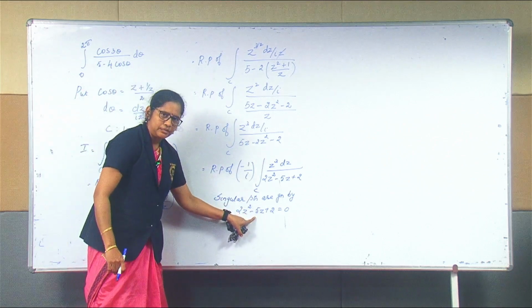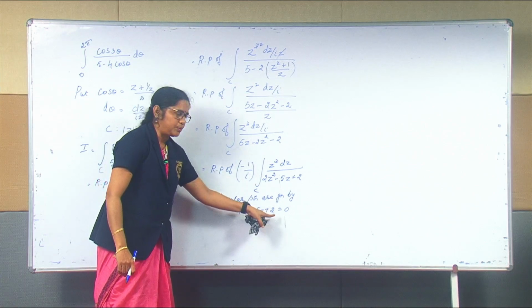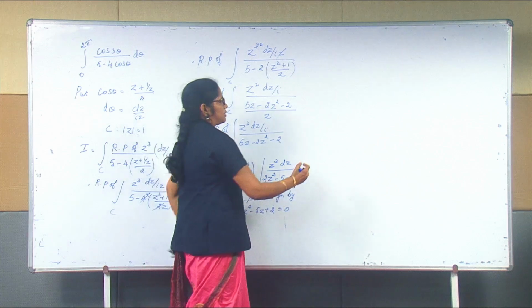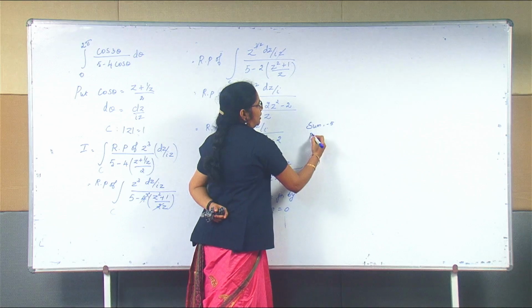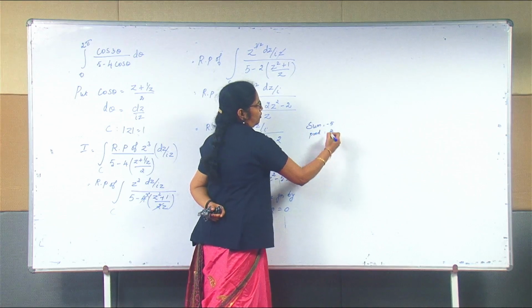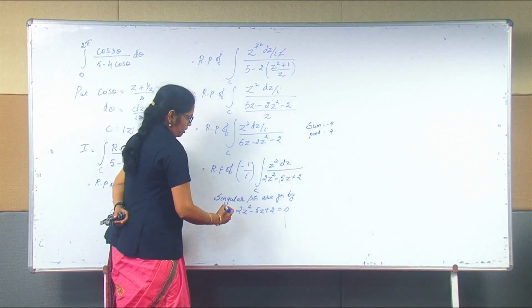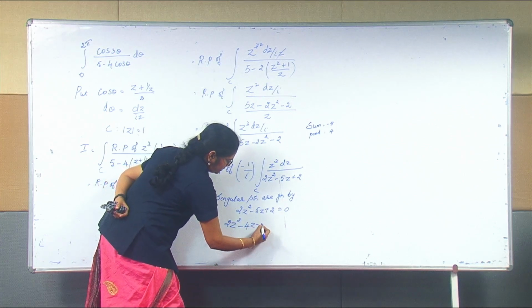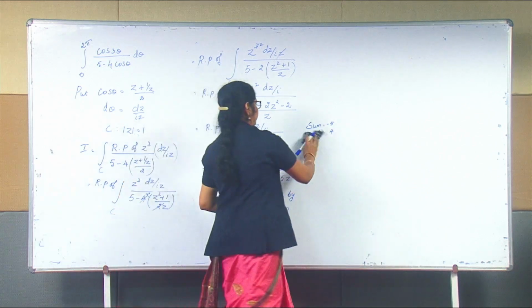Just look at this one. The sum is minus 5, the product is 2 twos are 4. So what are the two numbers? The sum is minus 5, the product is 4. The numbers are minus 4 and minus 1. So I can write 2z square minus 4z minus z plus 2 equal to 0.